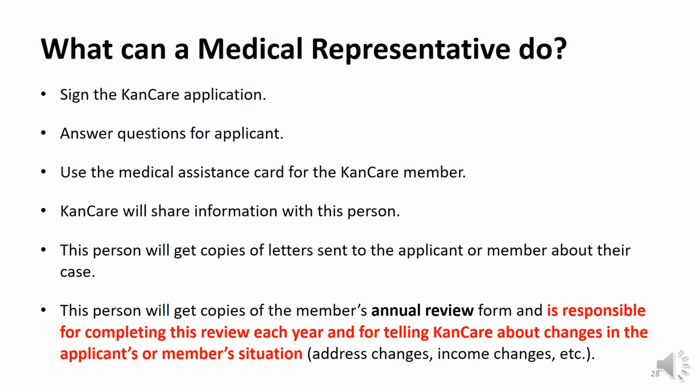And this person will get copies of the member's annual review form and is responsible for completing this review each year and for telling KanCare about any changes in the applicant's or member's situation. Address changes, income changes, things like that. The annual review and the updating of the KanCare Clearinghouse about changes in the member's situation are extremely important in keeping a person's case open.